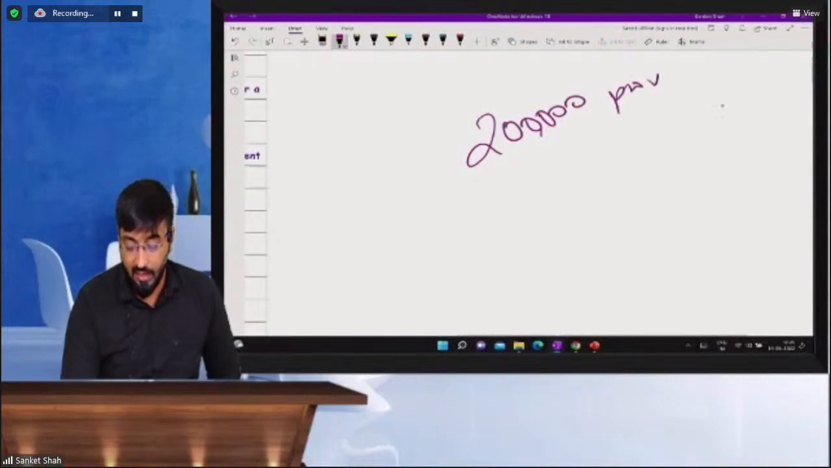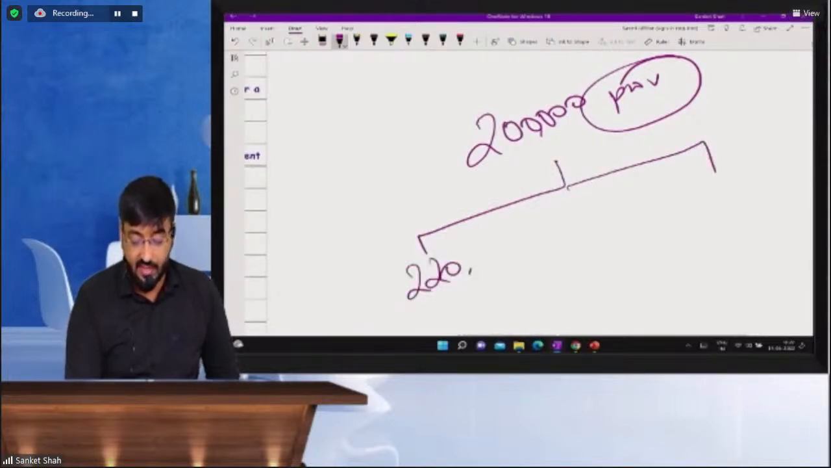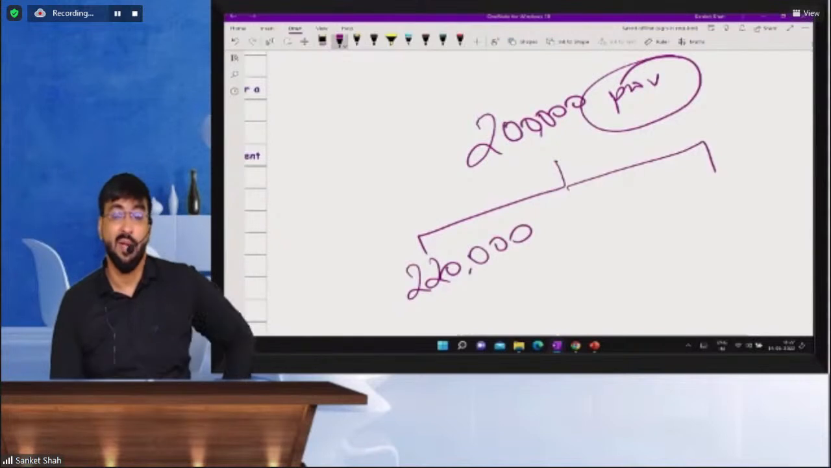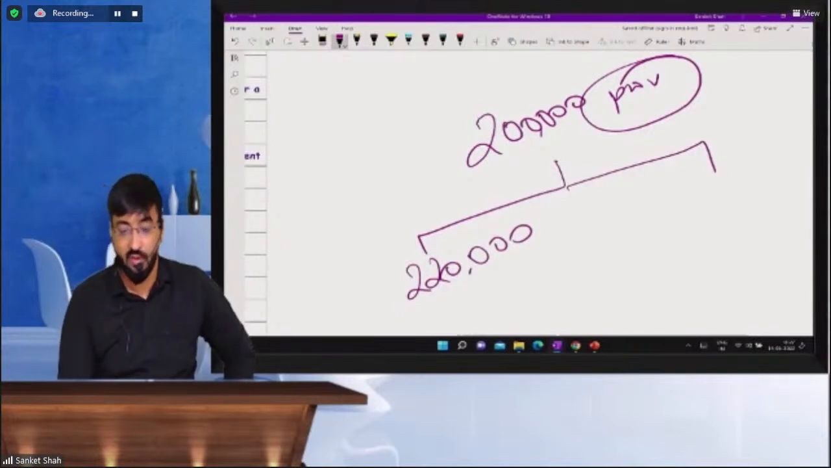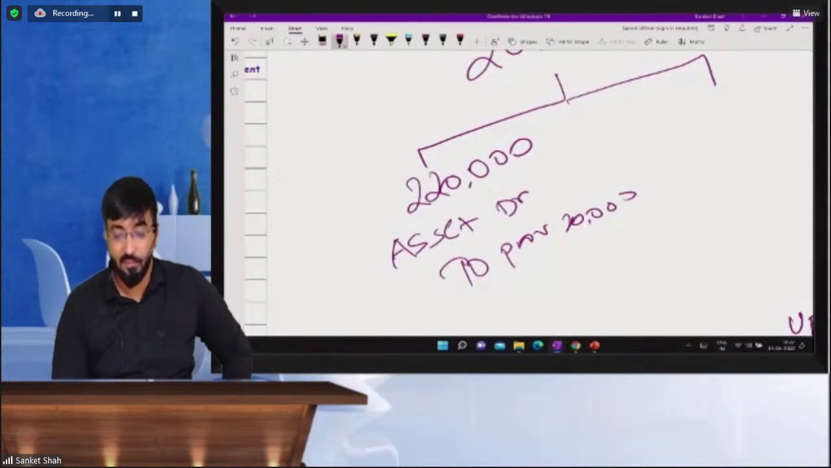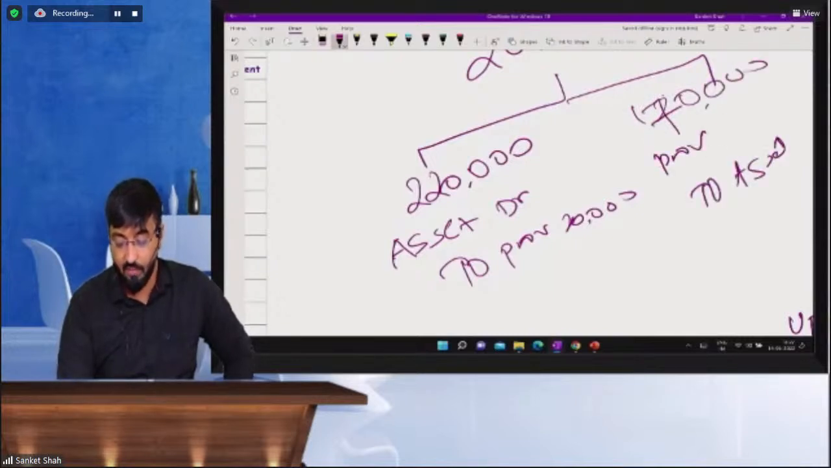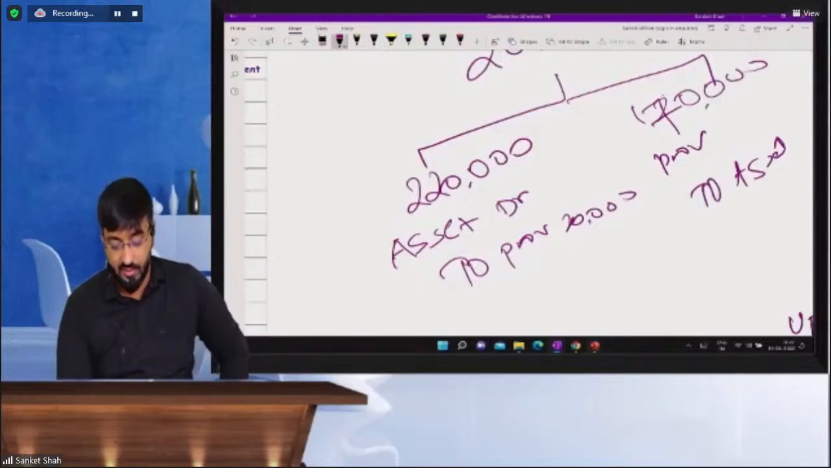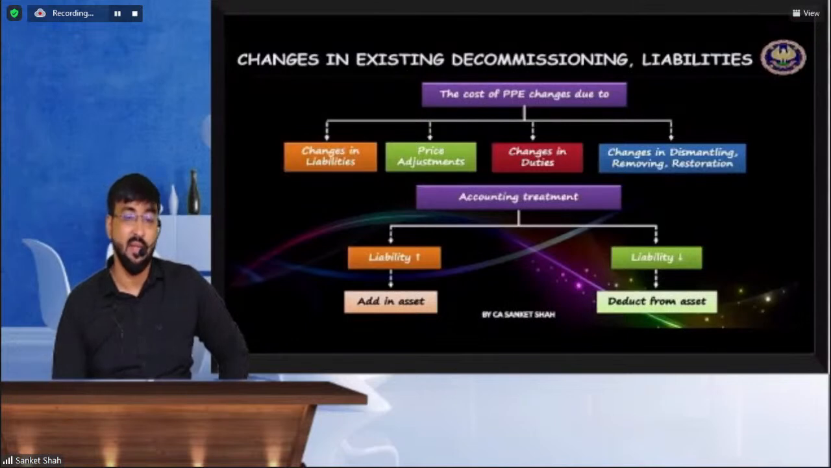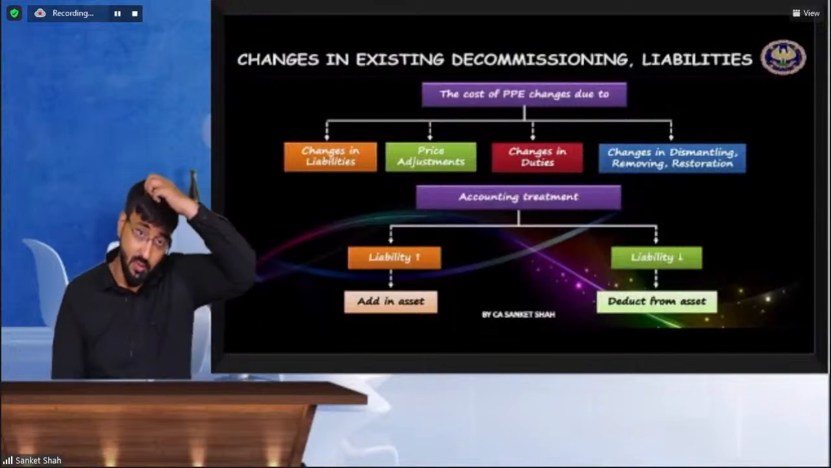In the past, I estimated 2 lakhs provision, and now I think there is an increase in liability to 2,20,000. So beta, the entry will be provision account credited by 20,000, and asset account is debited by 20,000. You got this concept? And if I think my provision is 1,70,000, then asset is credited and that provision amount is debited. Logic is very simple, increasing liability and decreasing liability. So till now, any confusion, beta?